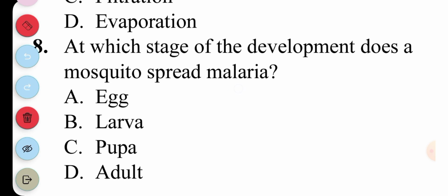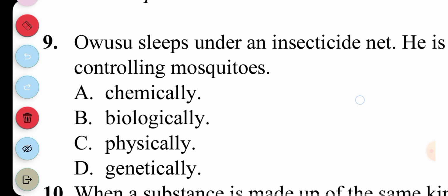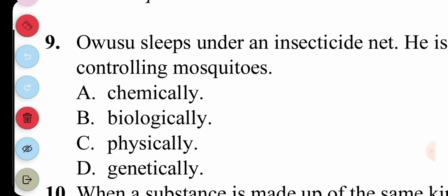Question 8. At which stage of the development does mosquito spread malaria? A. Egg, B. Larva, C. Pupa, D. Adult. The answer to question 8 is D. Adult. Question 9. Owusu sleeps under an insecticide net. He is controlling mosquitoes. A. Chemically, B. Biologically, C. Physically, D. Genetically. The answer to question 9 is C. Physically.